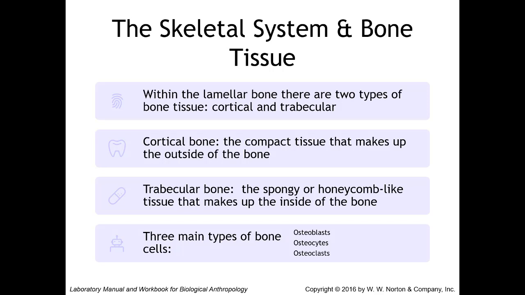Then we have our trabecular bone, and that is our spongy or honeycomb-like tissue, and it makes up the inside of the bone. This appears less solid and rougher than our cortical bone, but it's more metabolically active due to the greater amount of surface area in the honeycomb-like structure.